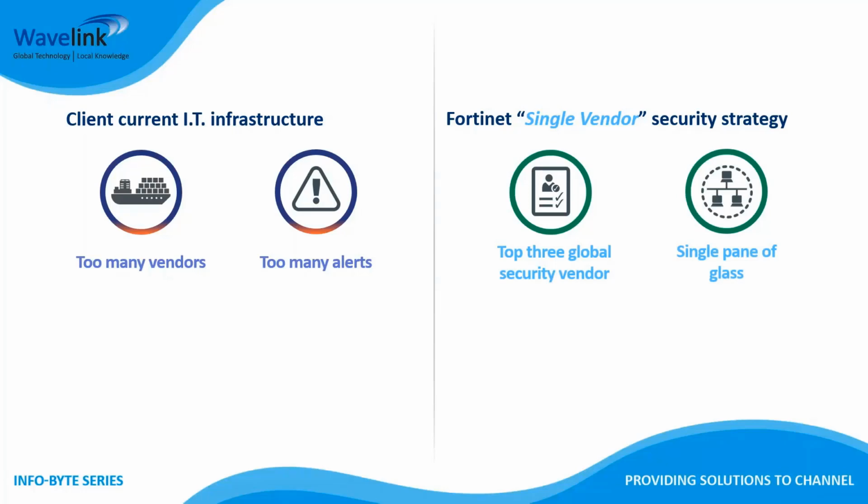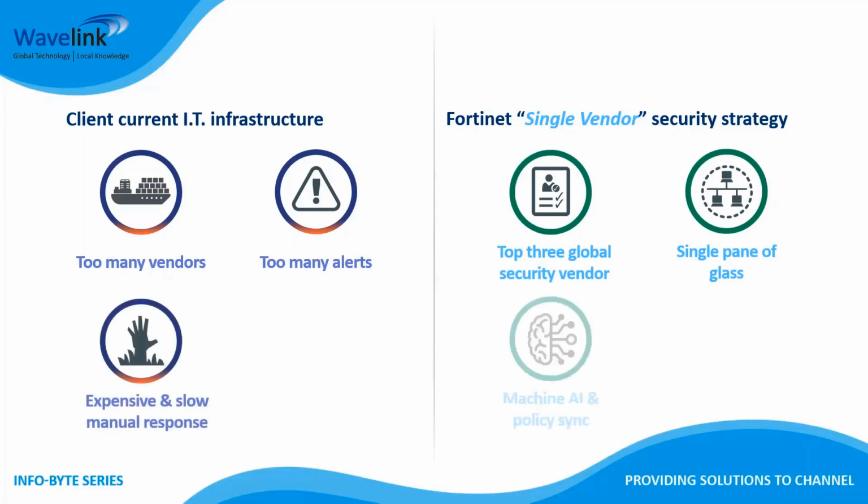With Fortinet and a single vendor strategy, you get a single pane of glass, which allows you to actually look across all the different systems raising the alerts, and has the ability to speed up your response with machine AI and also policy syncing as well. So any slow or expensive manual response to those too many alerts across too many vendors is then automated through that machine AI and single pane of glass.